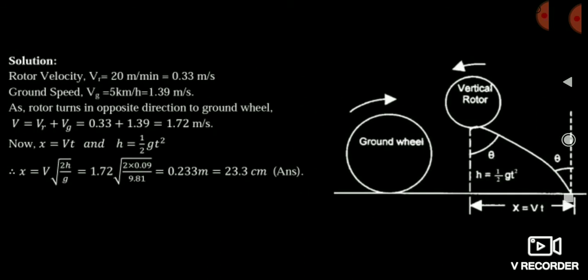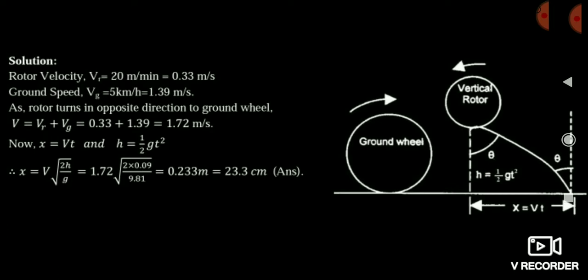Friends, the horizontal distance it is asking. The horizontal distance formula I have told you, x is equal to Vt, because there is no acceleration in the horizontal direction. That's why it is simply x is equal to velocity into time. Velocity we have calculated, the net velocity 1.72 meter per second, and time we can calculate by using the relation h is equal to 1 by 2 gt square.